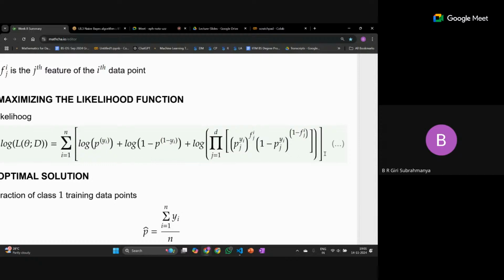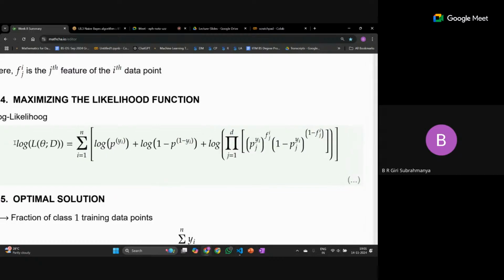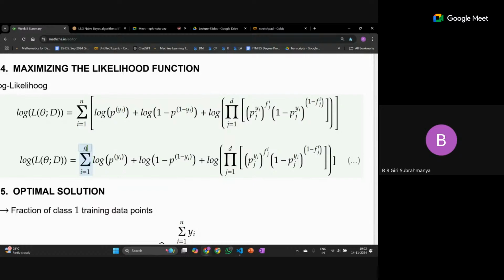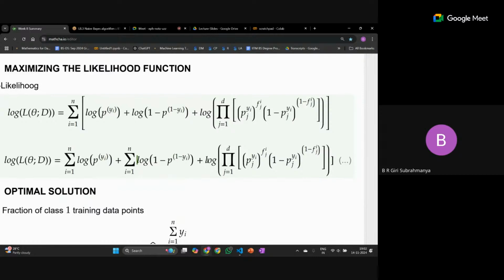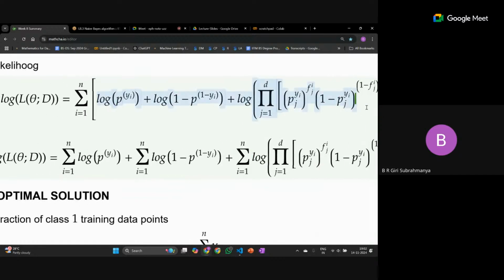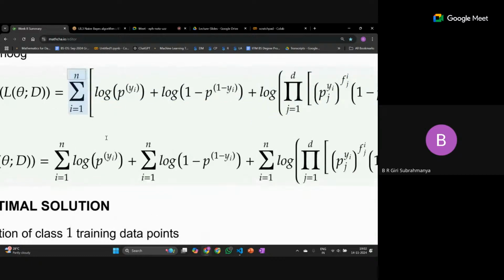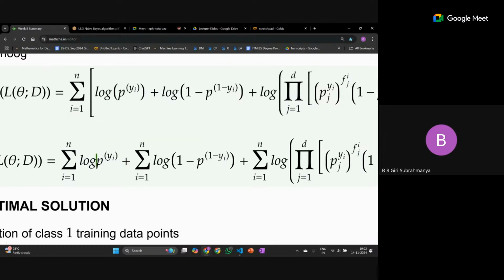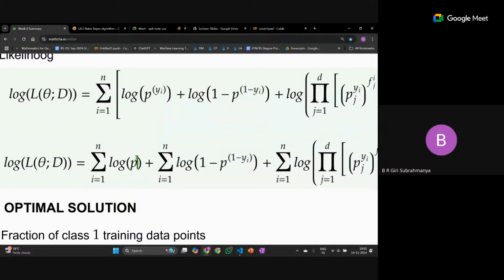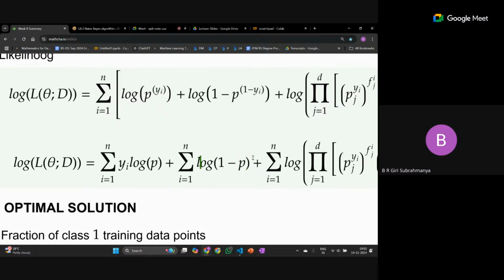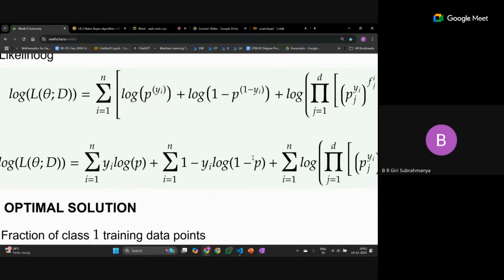Now what we will do is split these things. The summation is there, right? We'll add the summation for everything. Let the summation be there for everything. It's a sum of three things. If you look at this, log P is going to be yi. Now this yi will come here. And similarly, this 1 minus yi will also come here.